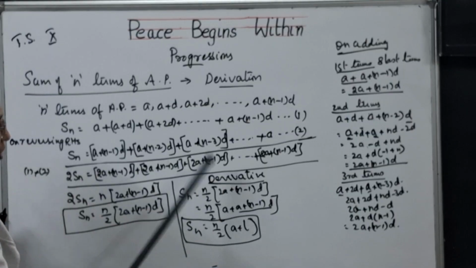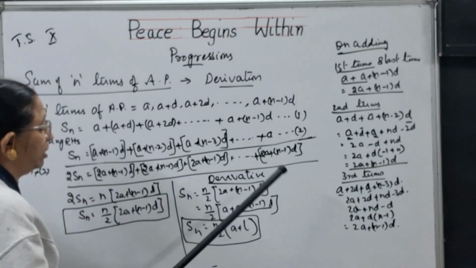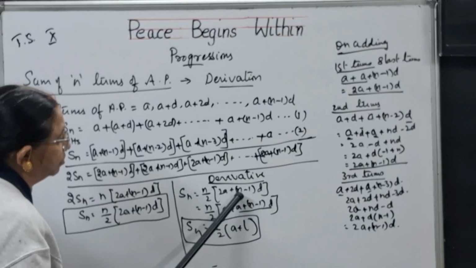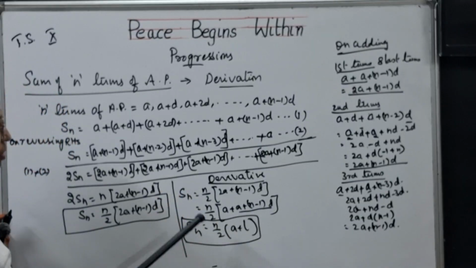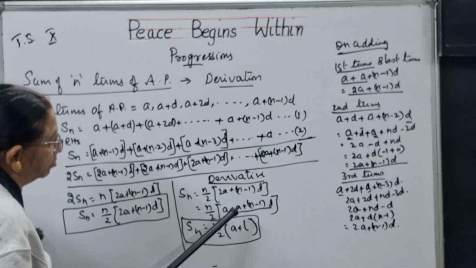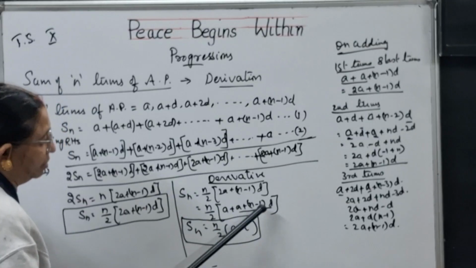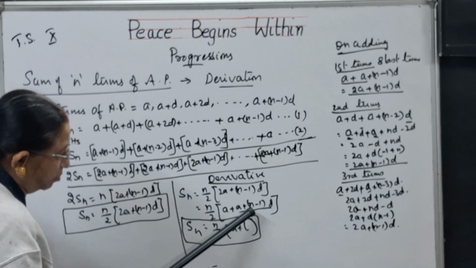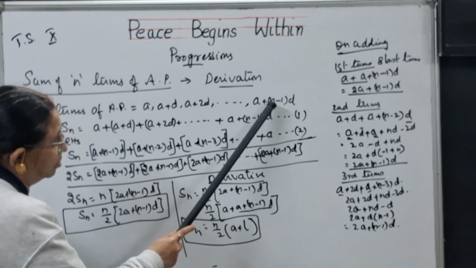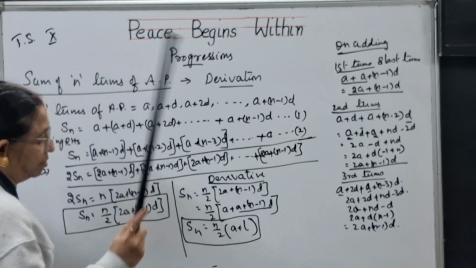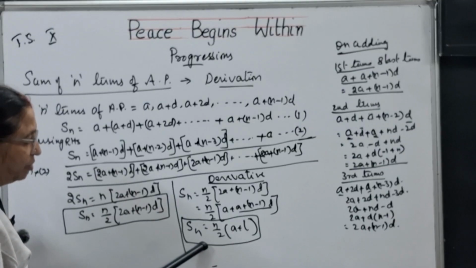And from this we have a derivation also. What is the derivative of it? Sum of n terms is n by 2 into 2a plus n minus 1 into d. That means n by 2 into 2a can be written as a plus a. I have bifurcated this, plus n minus 1 into d. This a plus n minus 1 into d is the last term which we have written. So n by 2 into a plus last term. This is one derivative, children.